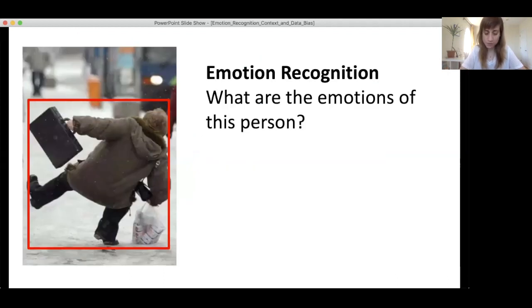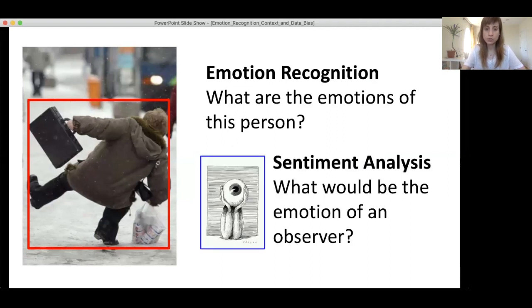Just very briefly, let me point out the difference between emotion recognition and sentiment analysis. When we talk about emotion recognition, what we are trying to estimate is the emotion of the person that we see in this image. When we talk about sentiment analysis, we talk about the emotion that an observer would feel when looking at this image. Sometimes these two are the same, but sometimes they are different. Sometimes very different, sometimes just a little bit different.